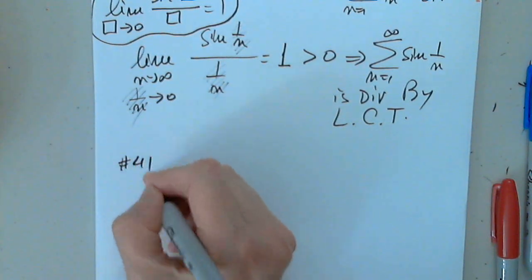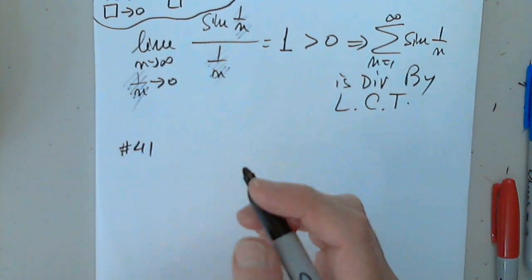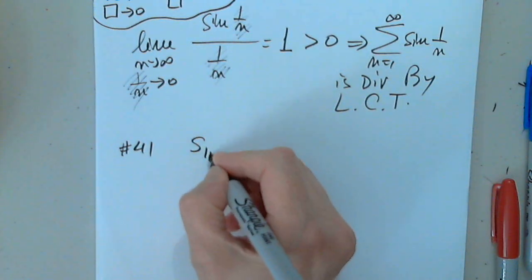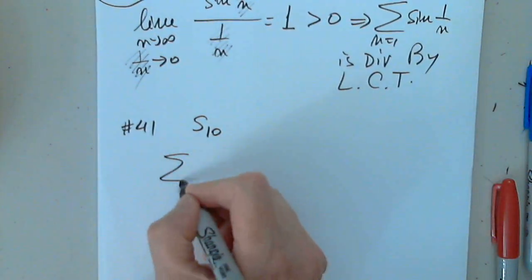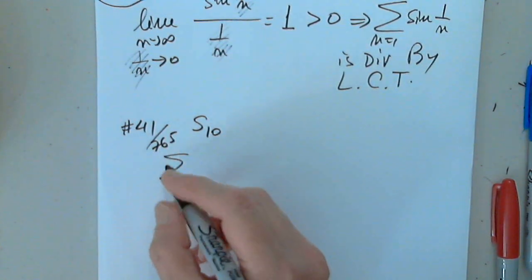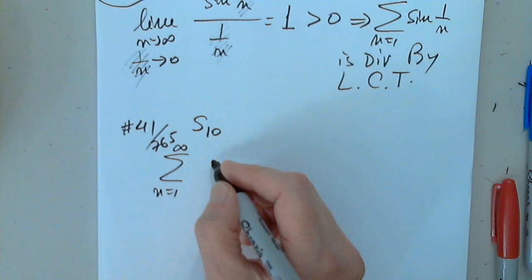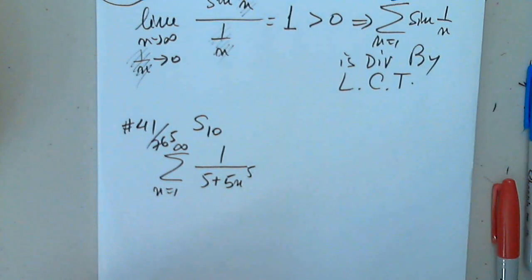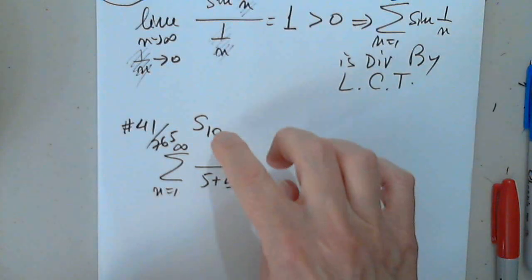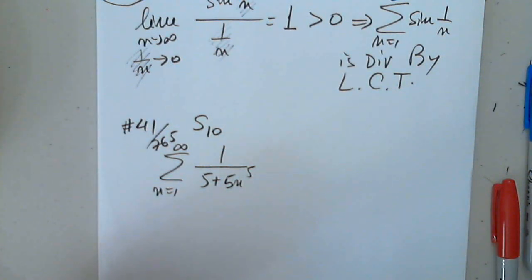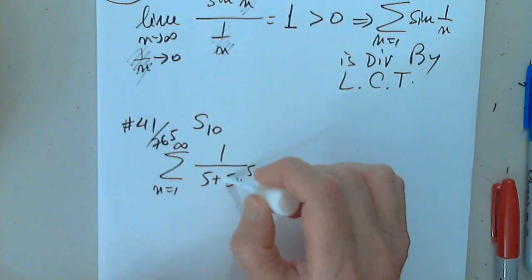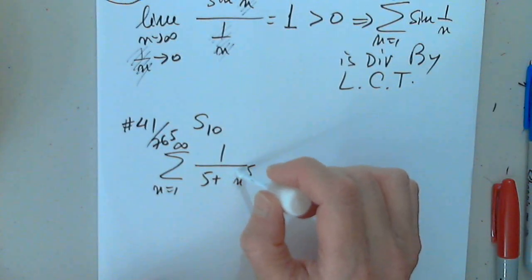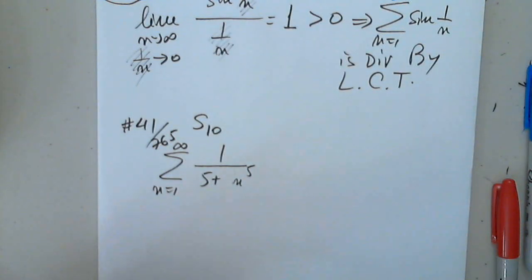Let's look at the last one, 41. Use the sum of the first 10 terms. So we are looking at S10 for same page, 765. From n equals 1 to infinity, of 1 over 5 plus n to the 5th power, I meant to write. Good. So they want us to use S sub 10 to approximate the sum of the series. Okay, and then estimate the error.